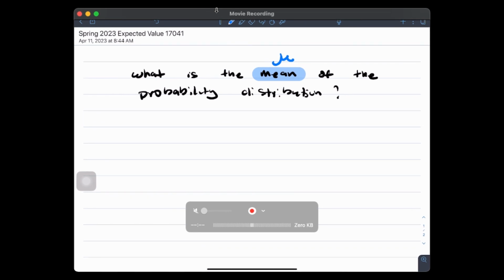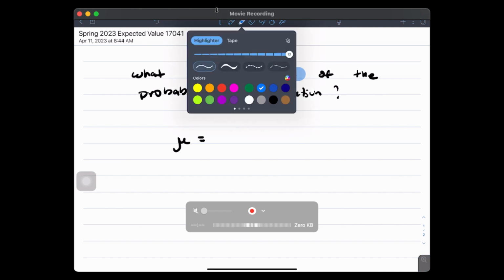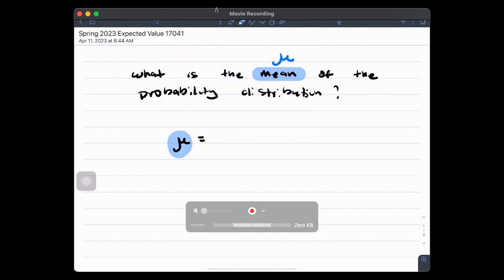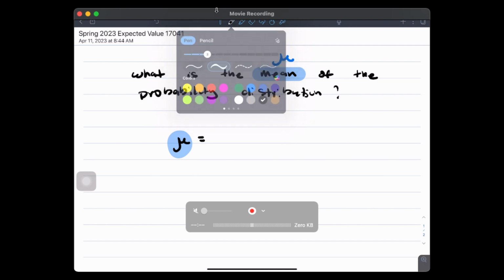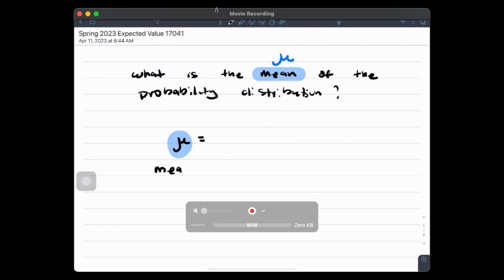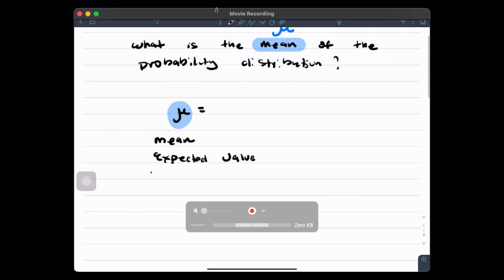So mu. I guess I'm going to have to find it one other day. Let me give you the definition here, okay? Mu, this definition, this is the mean. This is also called the expected value. It's also known as the long run average. We're going to have a discussion on this today. This is what really makes the world go round.